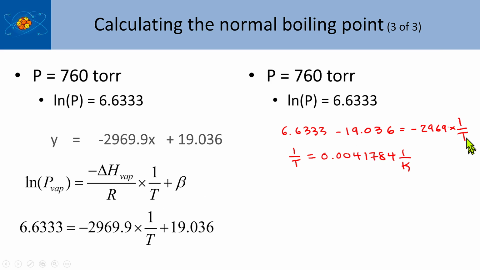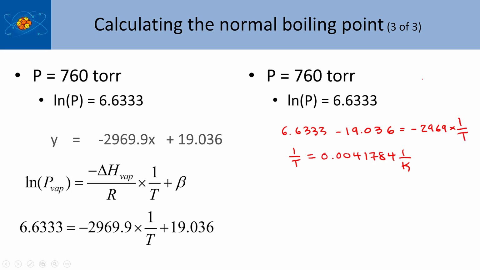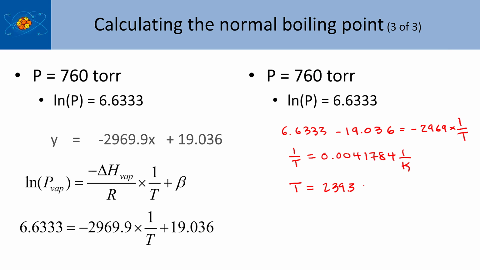You'll have to follow through the units that we use when we do these calculations, but really the only units are here. And so we'll end up inverting this number to get our temperature. So really just we're going to do this now. So that's 239.3 Kelvin. So T is 239.3 Kelvin.